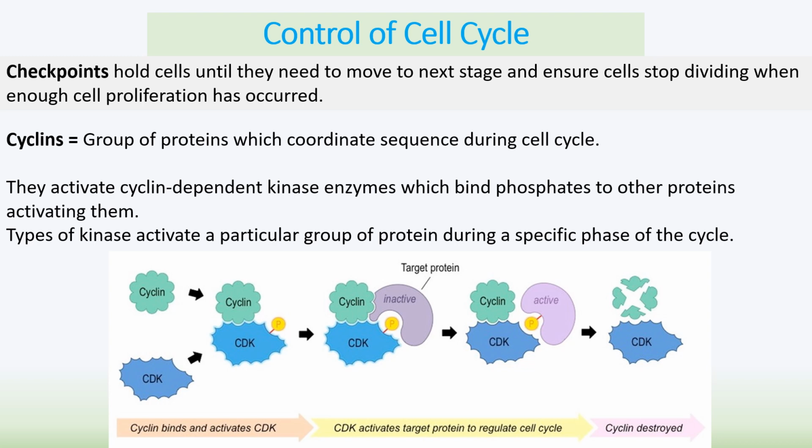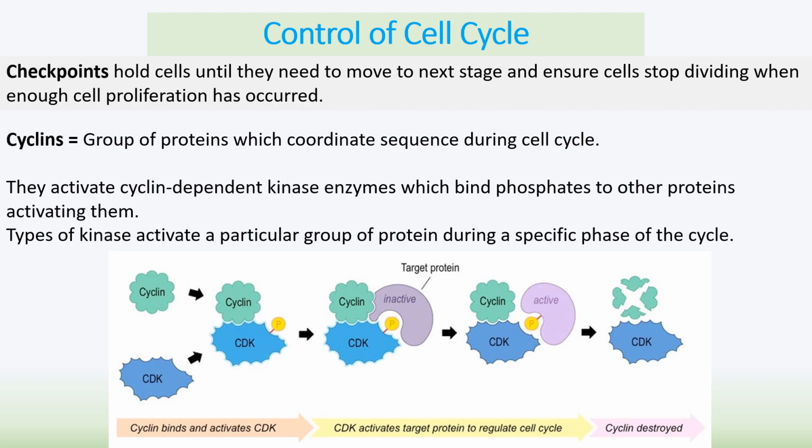So there's something called cyclins, and they activate cyclin-dependent kinase enzymes, which bind phosphates to other proteins, activating them. The type of kinase activates a particular group of proteins during the phase in the cell cycle. So when the cyclin binds and activates CDK, for example, CDK then activates proteins to regulate the cell cycle, and then the cyclin is destroyed.